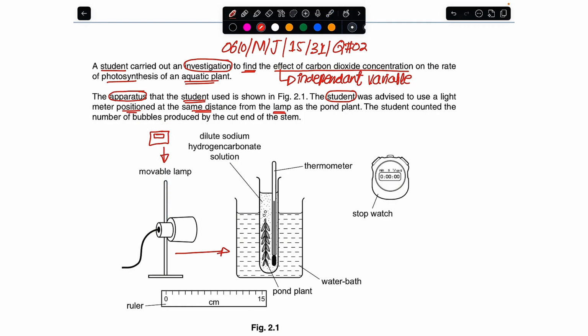And now they say that the student counted the number of bubbles of gas produced at the cut end of a stem. So we are measuring the bubbles of oxygen gas, and this is something we would say is the dependent variable. You should remember this for your ATP and your P4, that anything that we measure in an investigation goes with the name of the dependent variable.